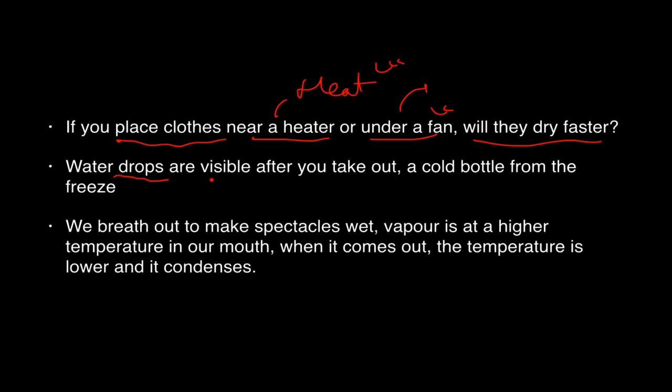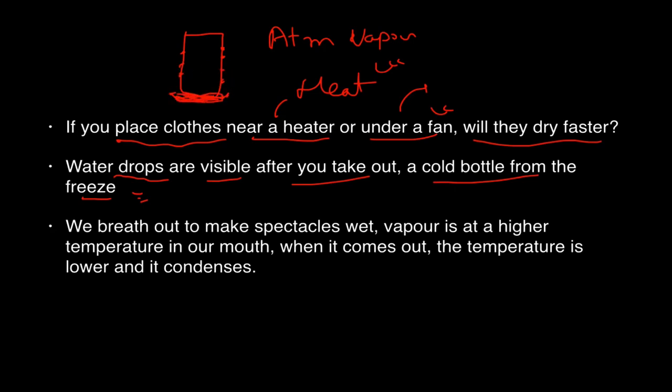Now again, water drops are visible after you take out a cold bottle from the fridge. Why is that? See, the cold water is at a very cold temperature, and the atmosphere outside has vapors. So when these vapors stick to it, they condense on the cold bottle, just like clouds form in the upper atmosphere, and then there is a puddle of water here and here. So this is how it works. It condenses because it comes in contact with something colder.